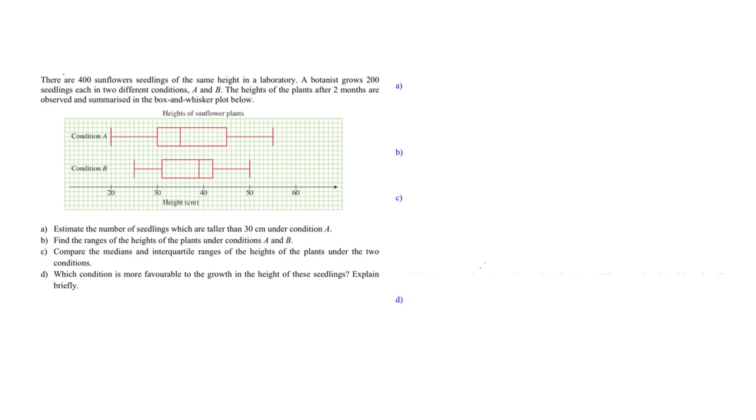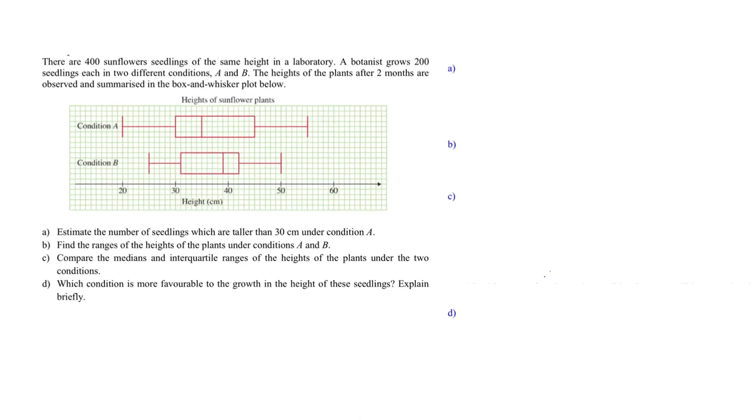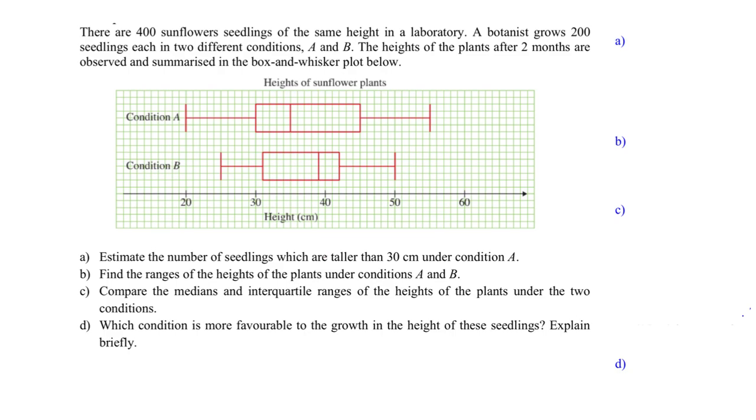Hello everyone, welcome to this video where we are given 400 sunflower seedlings of the same height. So there will be 200 seedlings in each condition, A and B, where this botanist grows them. And he summarized his results in the box and whisker plots below. Okay, so there are 200 of the plants each. I just make a short note there.